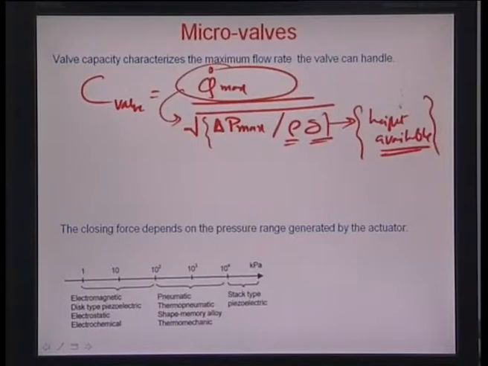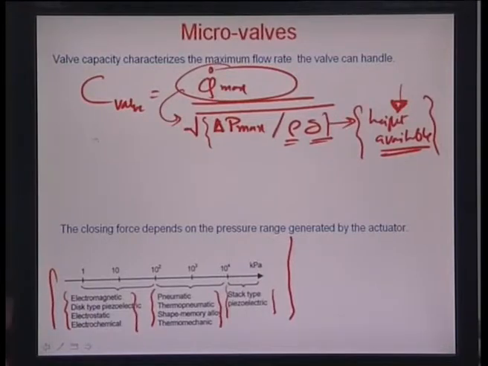So therefore if the pressure head that can be withstood by this system is more, the valve capacity is lower, and vice versa. Okay. So the closing force depends on the pressure range generated by the particular actuator. Here in this illustration you can see some of the different actuation mechanisms and the way that pressure range can be generated by different actuator mechanisms.